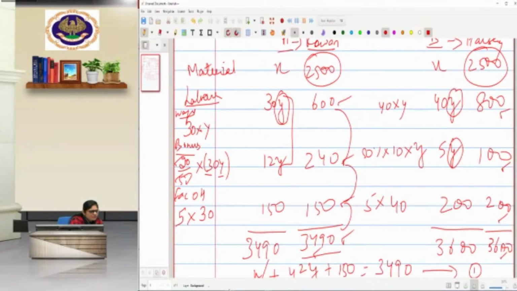What is 800? Who has calculated? Jyoti, Dinesh, what is 800? Jyoti, is 2580 which amount? No, it's 2500. I think we have made some calculation mistake, Jyoti.